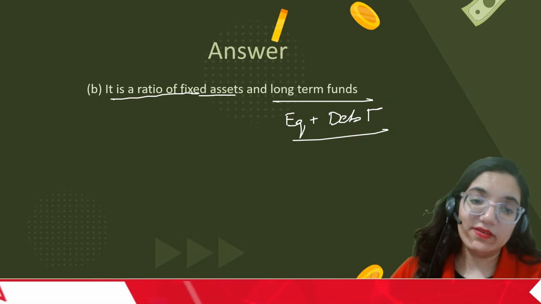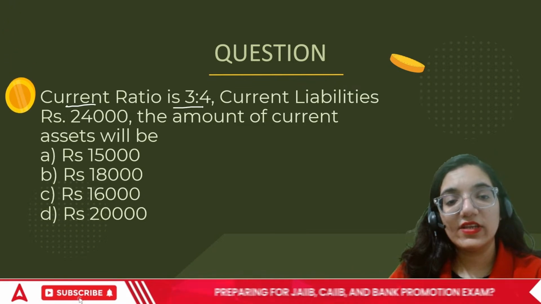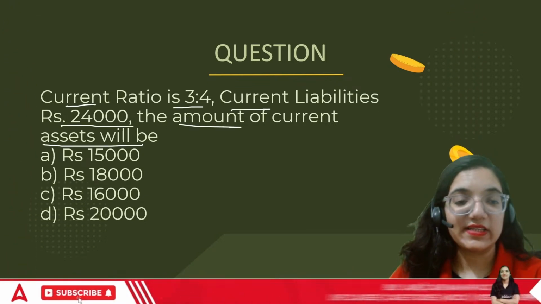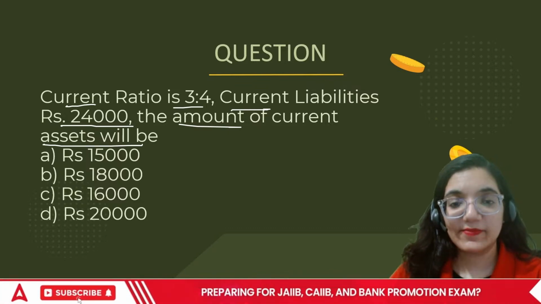Next point, everyone. There is a current ratio of 3:4, current liabilities of 24,000. What is the value of current assets? Okay, let's look at this.